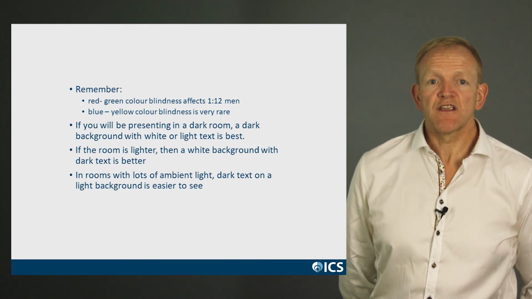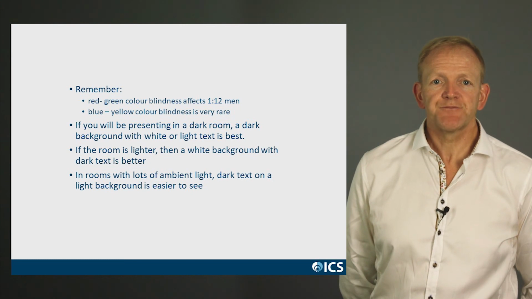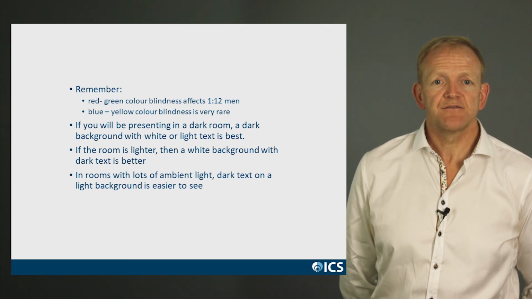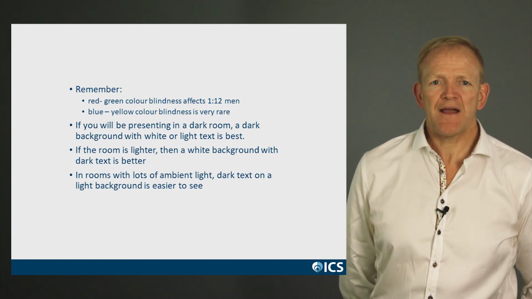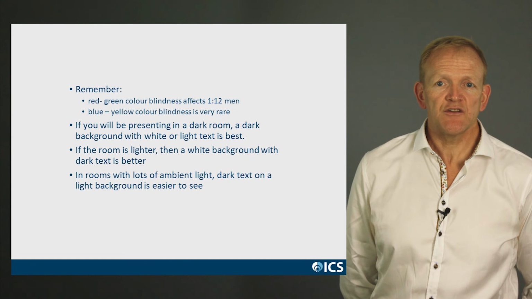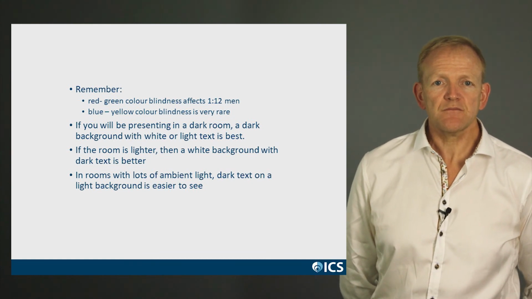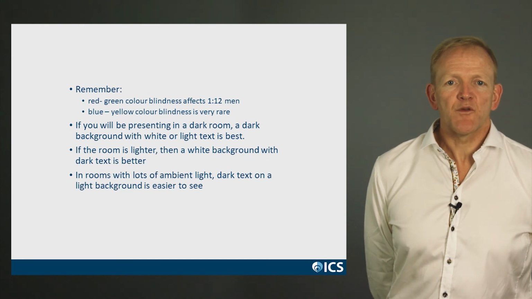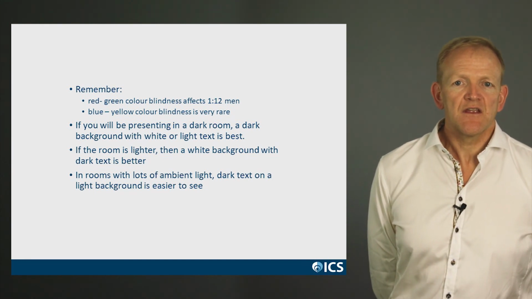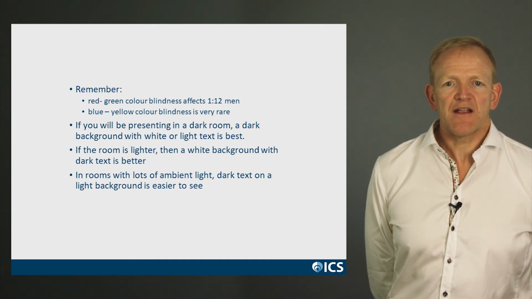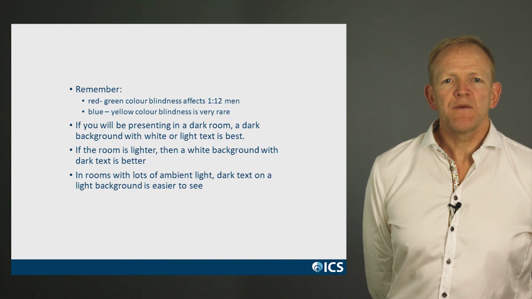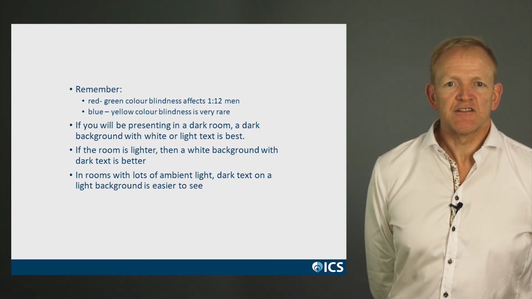Remember, red-green colourblindness affects 1 in 12 men. Blue-yellow colourblindness is very rare. The traditional dark black background light colour text combination has been blue and yellow. However, if you'll be presenting in a dark room, a dark background with white or light text is best. If the room is lighter, then a white background with dark text is better and easier to read. Where the room has a lot of ambient light, dark text on a light background is easier to see.